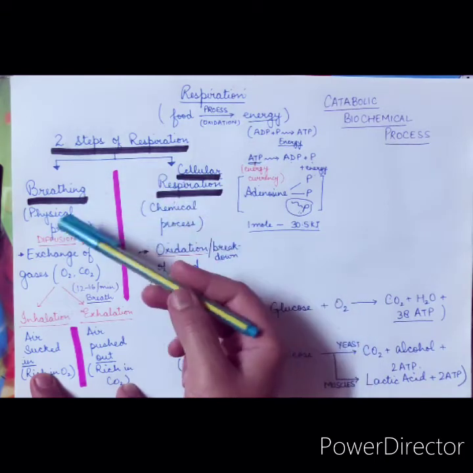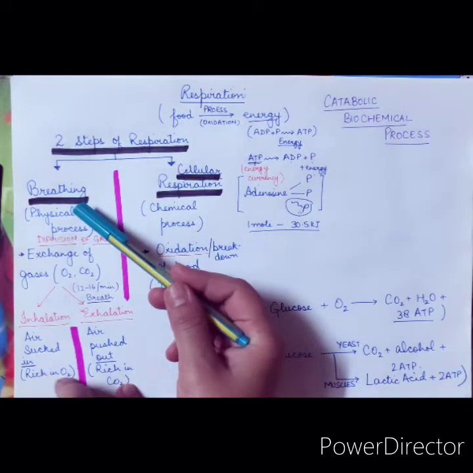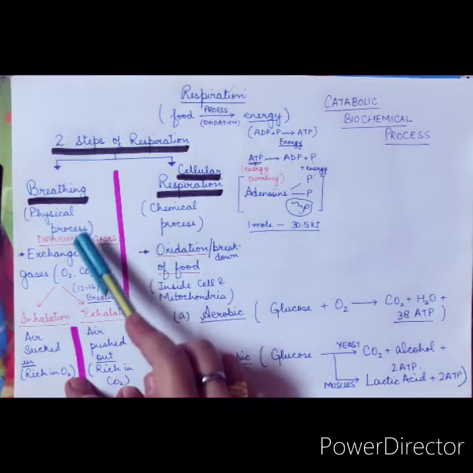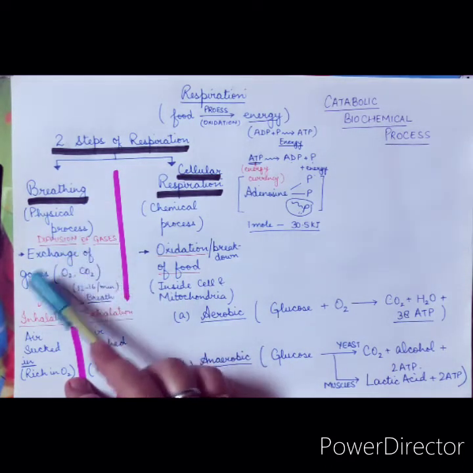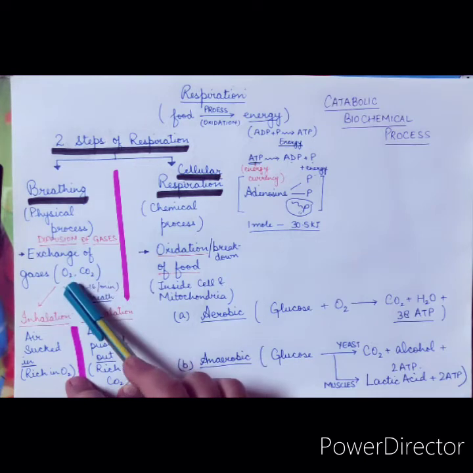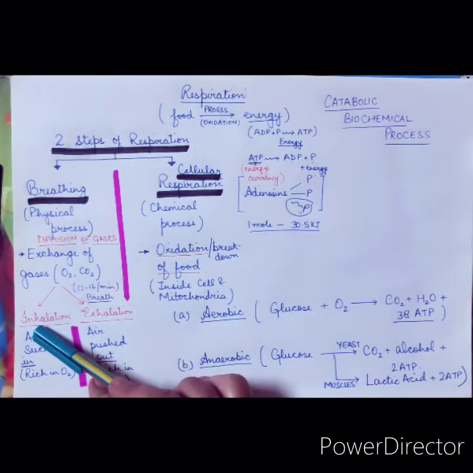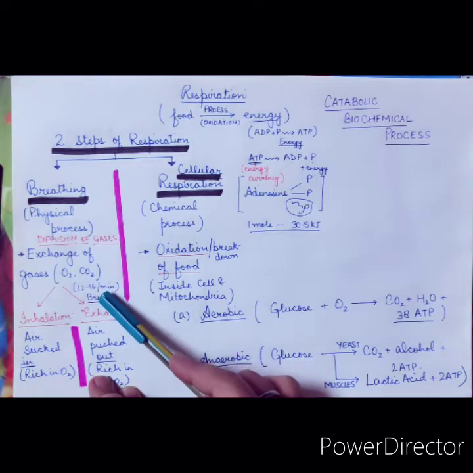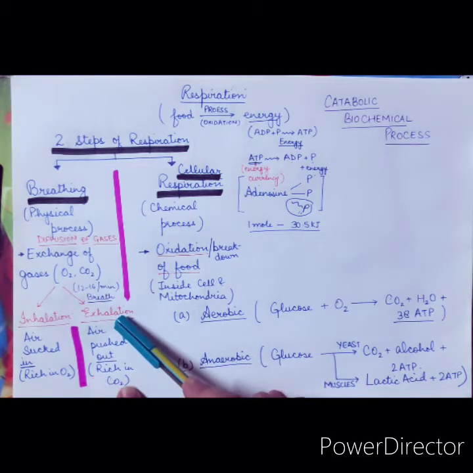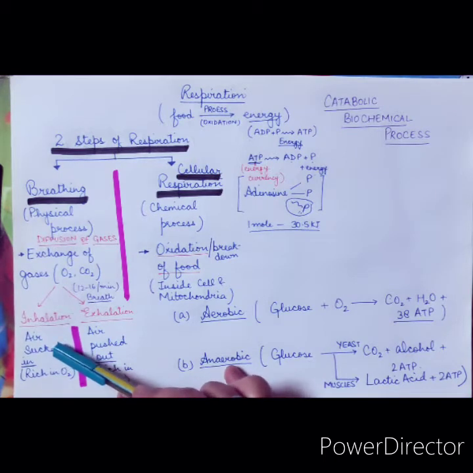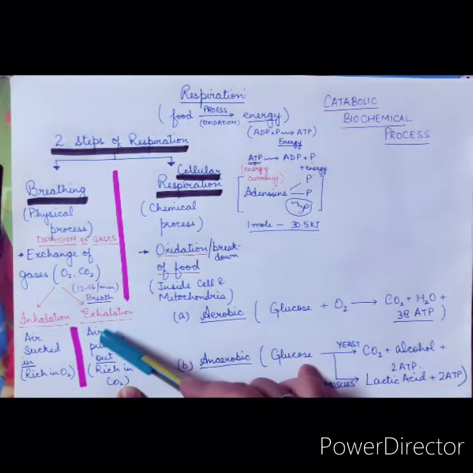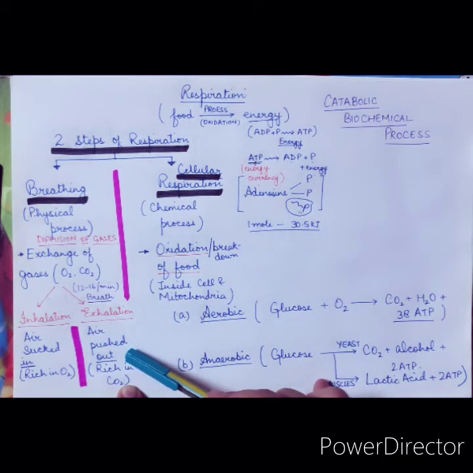Now again coming back to the first step of respiration, which is breathing. Breathing is basically a physical process in which only the exchange of gases takes place. That means oxygen is taken in by the process of inhalation and carbon dioxide is released out by the process of exhalation. In inhalation, air rich in oxygen is sucked inside the lungs, and in exhalation, air rich in carbon dioxide is pushed out of the lungs.